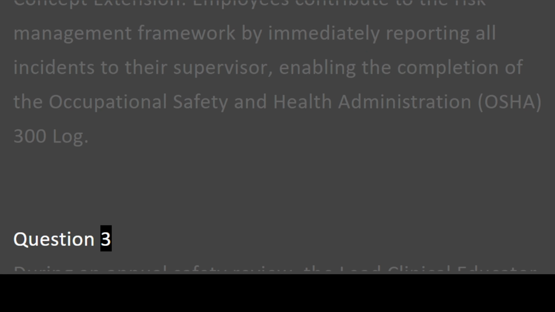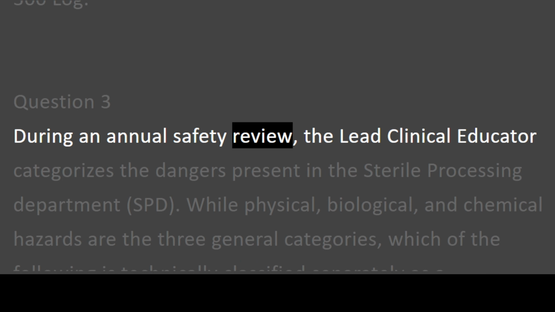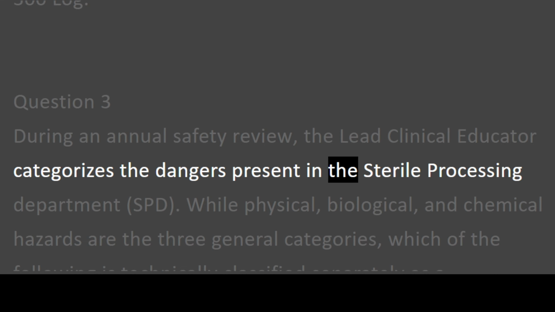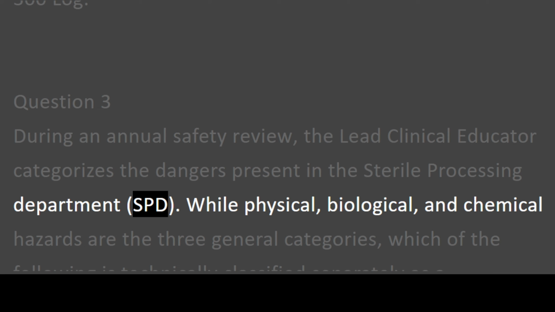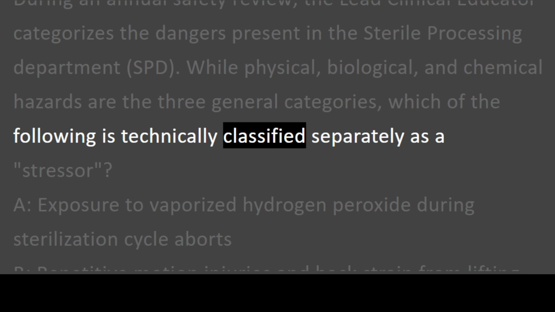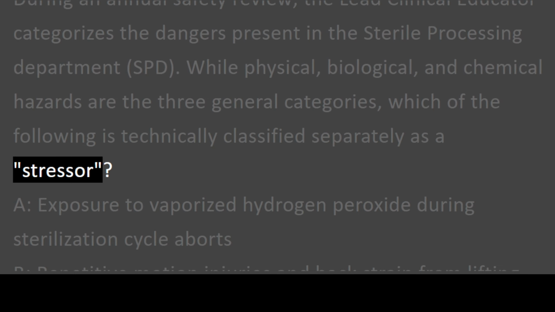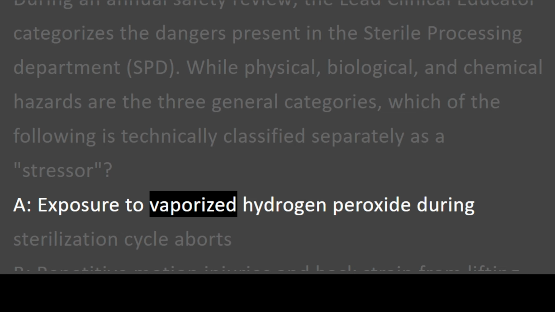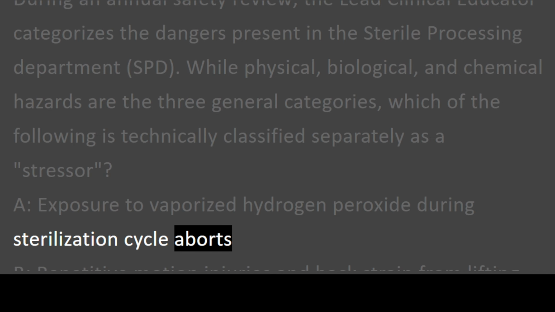Question 3. During an annual safety review, the lead clinical educator categorizes the dangers present in the sterile processing department, SPD. While physical, biological, and chemical hazards are the three general categories, which of the following is technically classified separately as a stressor? A. Exposure to vaporized hydrogen peroxide during sterilization cycle aborts.